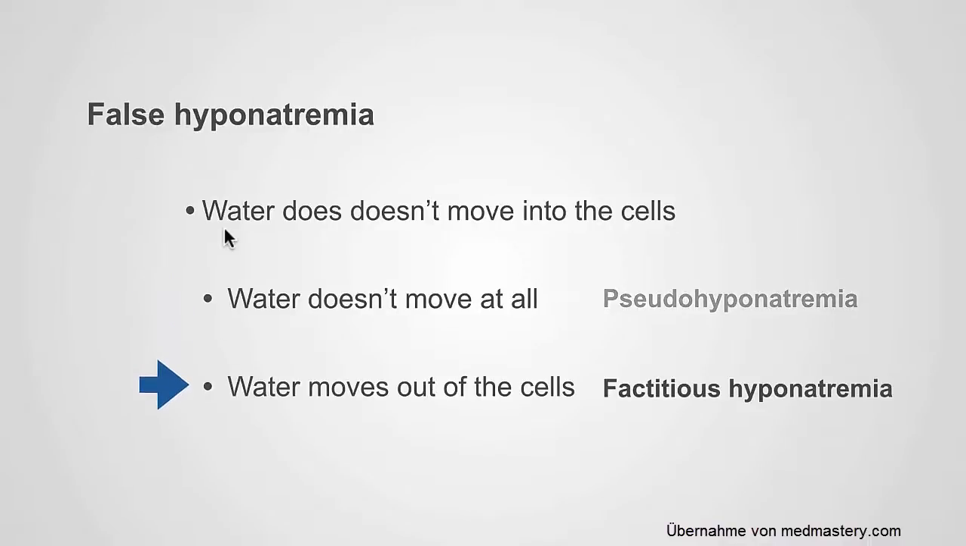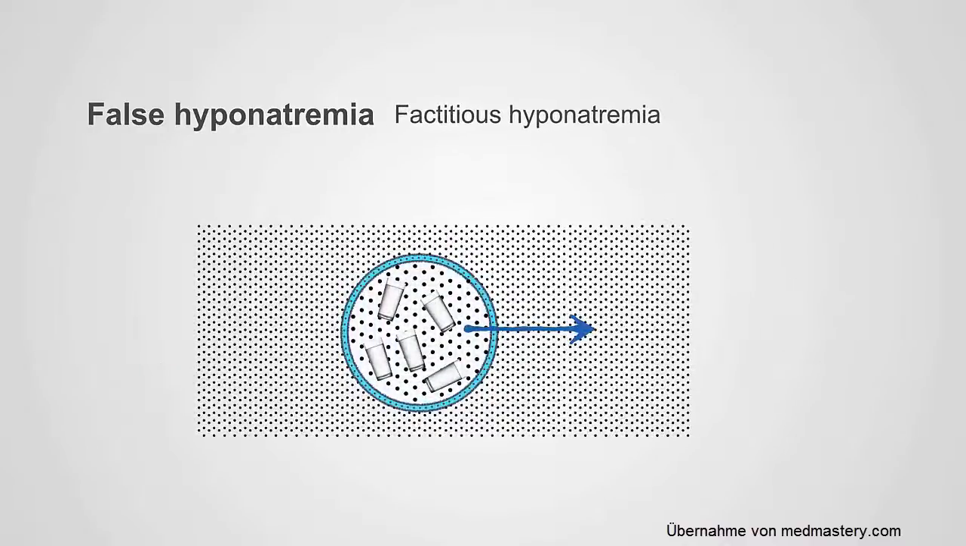The other form is called factitious hyponatremia, and here, instead of water moving into the cells, like we'd expect with hyponatremia, water is actually moving out of the cells. Let's take a look what's going on here. So here's a patient with an extracellular hypertonic environment. The hypertonic concentration is much higher than the intracellular concentration, and that's going to draw water osmotically out of the cells. You get osmotic movement of water out of the cells.